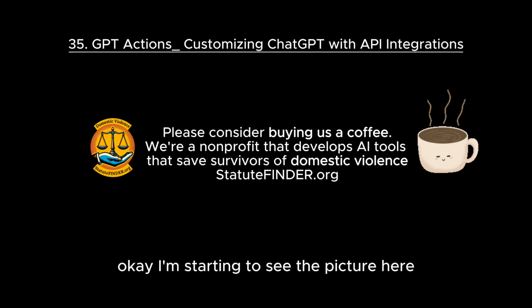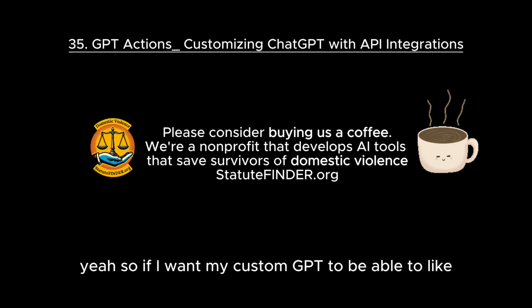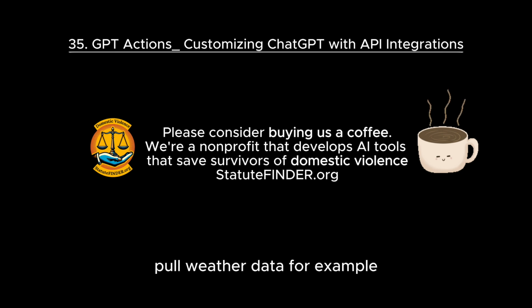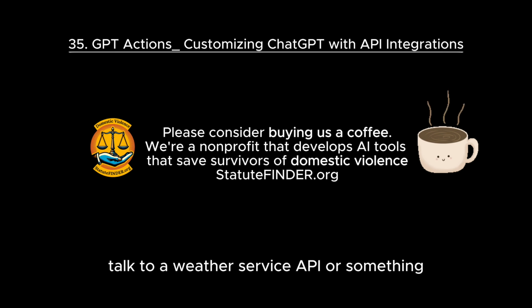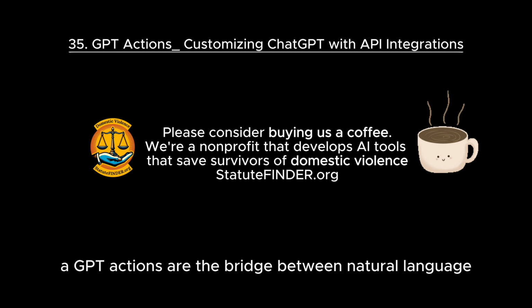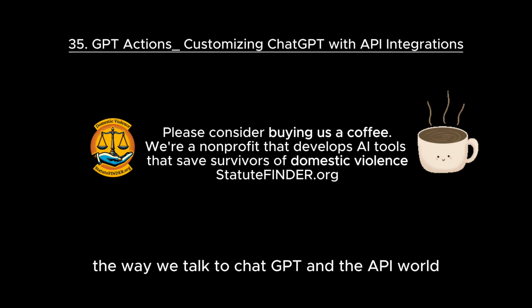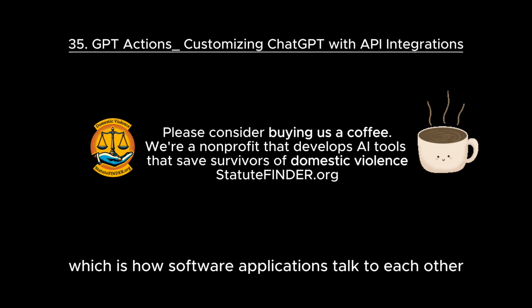Okay, I'm starting to see the picture here. So if I want my custom GPT to be able to pull weather data, for example, I'd need to equip it with a GPT action that knows how to talk to a weather service API or something. You got it. GPT actions are the bridge between natural language, the way we talk to ChatGPT, and the API world, which is how software applications talk to each other.